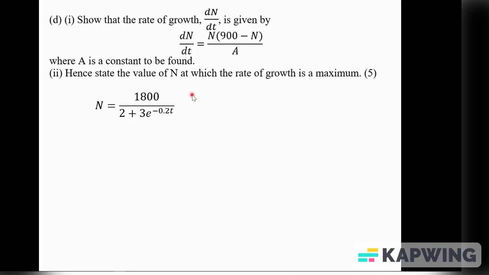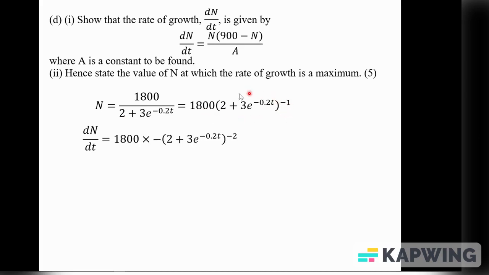11.4. The second part, we've got N in terms of t, we want dN over dt in terms of N. So I'm going to write this with this bottom line to the power of -1, and you just use the chain rule. So I'm going to have the 1800, when I differentiate it -1 will go in front, I'll have that bracket to the power of 1 less, which is -2, but then I need to multiply by that bracket differentiated.